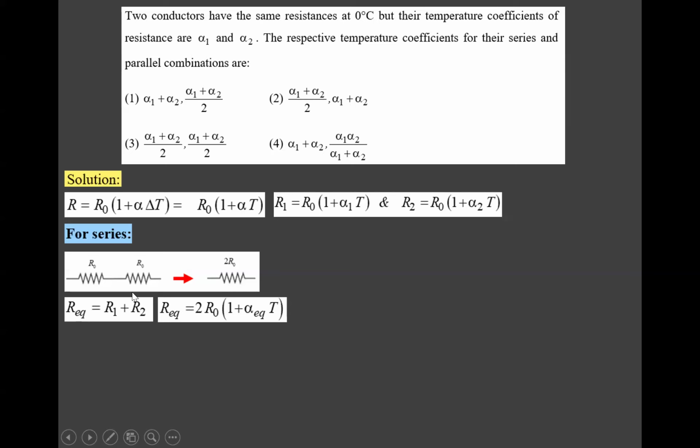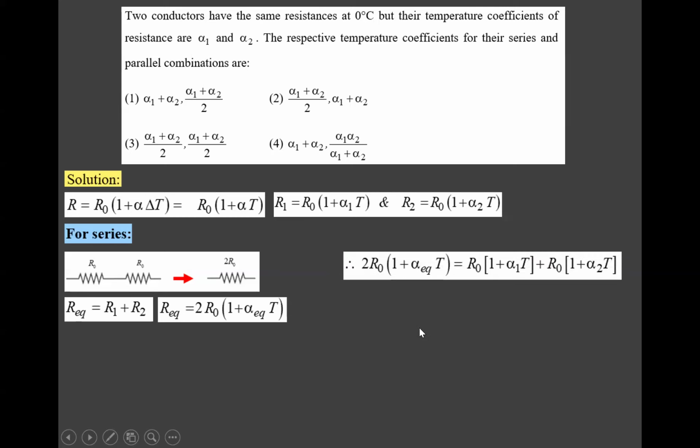Now in this equation, R equivalent equals R1 plus R2. Substituting the values of R equivalent, R1 and R2, we get 2R0 into (1 plus alpha equivalent into T) equal to R0 into (1 plus alpha 1 T) plus R0 into (1 plus alpha 2 T). R0 will be cancelled from both sides. Now simplify this.